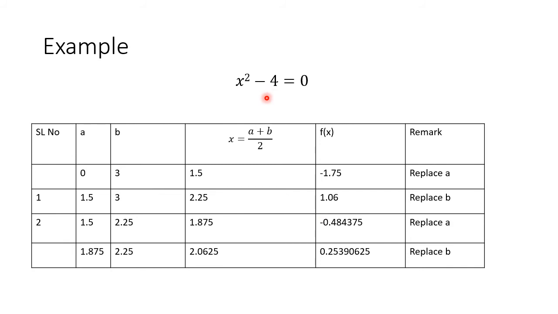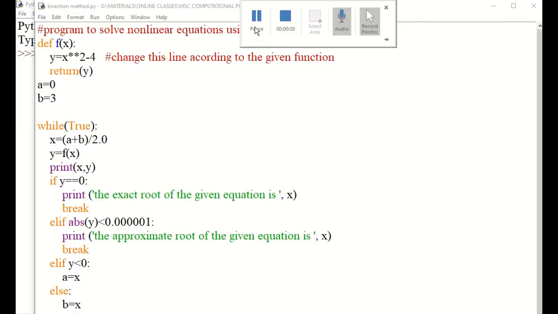But the one point you have to remember is, to solve a quadratic equation we don't require such techniques. But if it is something like sine square x minus 2 log plus cos x equal to 0, it is not possible to find the root algebraically. So that is the usefulness of the bisection method.